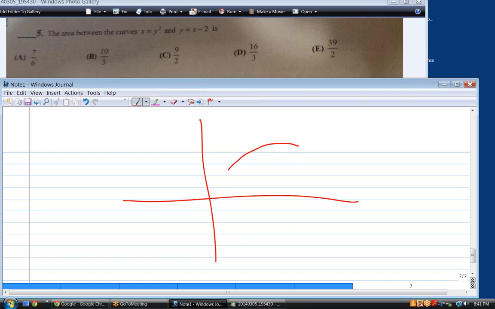x equals y squared, I believe, and y equals x minus 2, something like that. So they want this whole area. Now this is going to have a positive and a negative, so let's think about this for a moment.